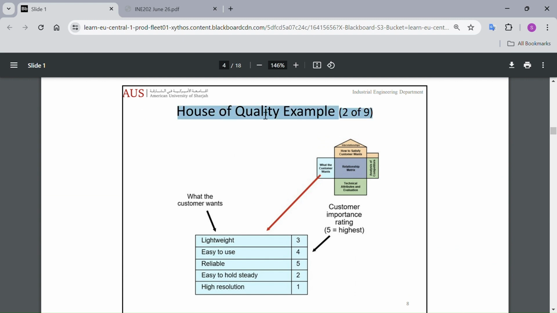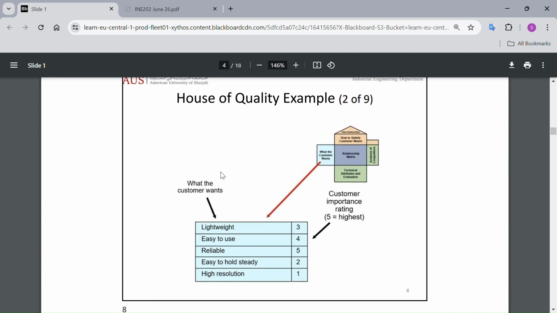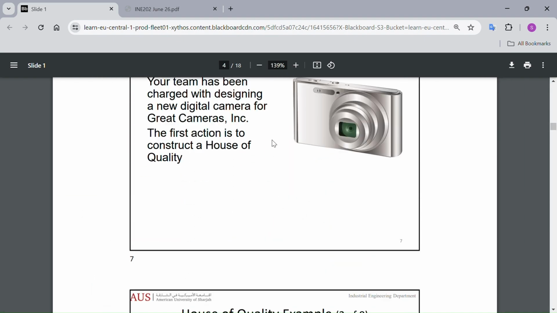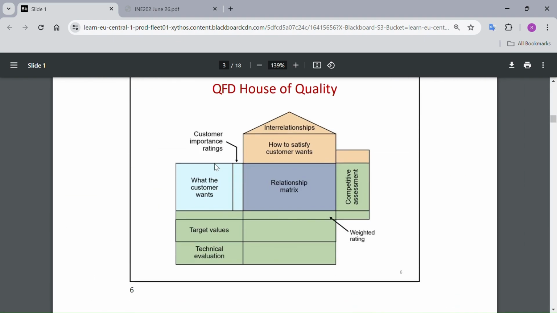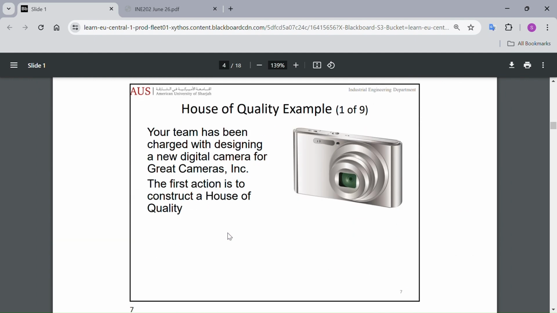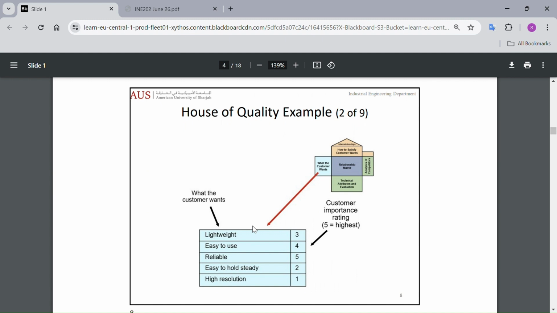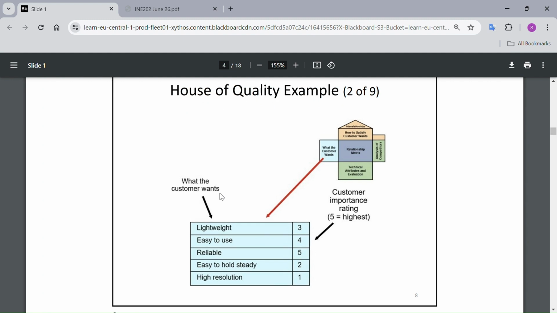Now, the house of quality, we want to decide what the customer wants. This is the light blue part of the house of quality. So what the customer wants, this is our basis. Okay, we need to start with this, because at the start and at the end we are developing something for the customer. So we want to decide what the customer wants.